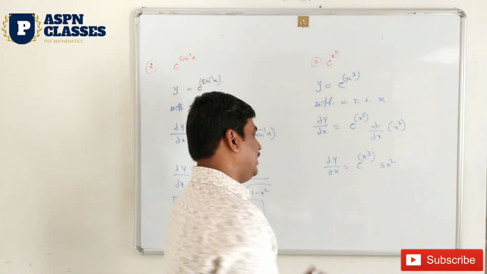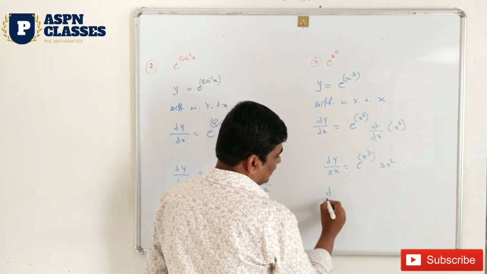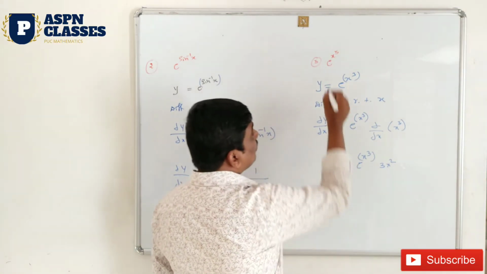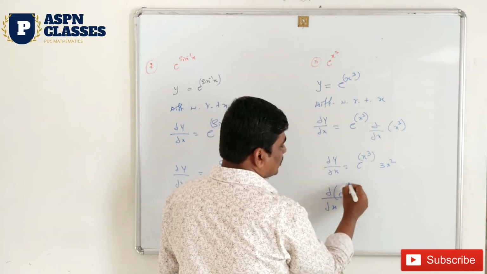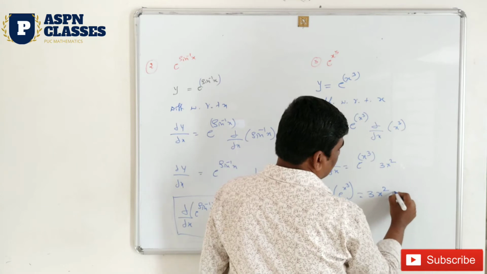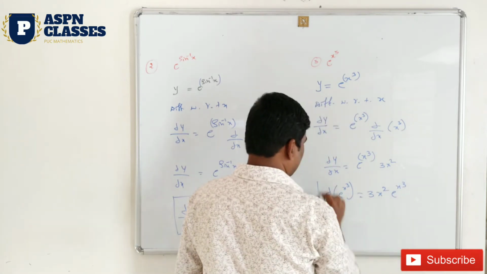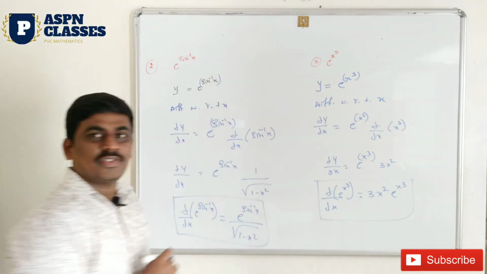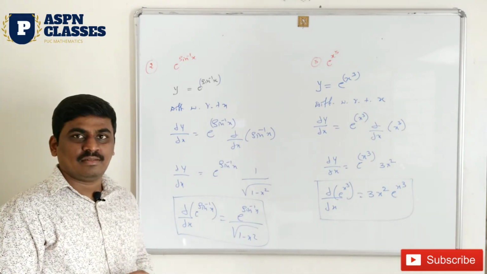And next, the last answer: d by dx of y is equal to e raised to x cube is equal to, I am going to write this result first, e raised to x cube. So this is your last answer. Now it is clear, these are all simple examples.